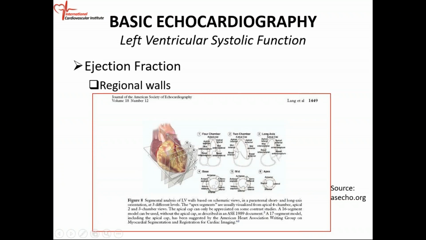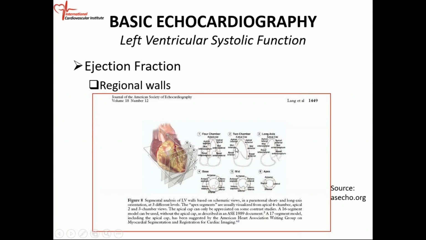You divide the basal wall into segments the same way you do it for the mid level. Anterior wall, inferior wall. This is the lateral wall. So this is the anterior lateral, inferior lateral. This is the septum, inferior septum, anterior septum. So this is how you divide the short axis into segments.